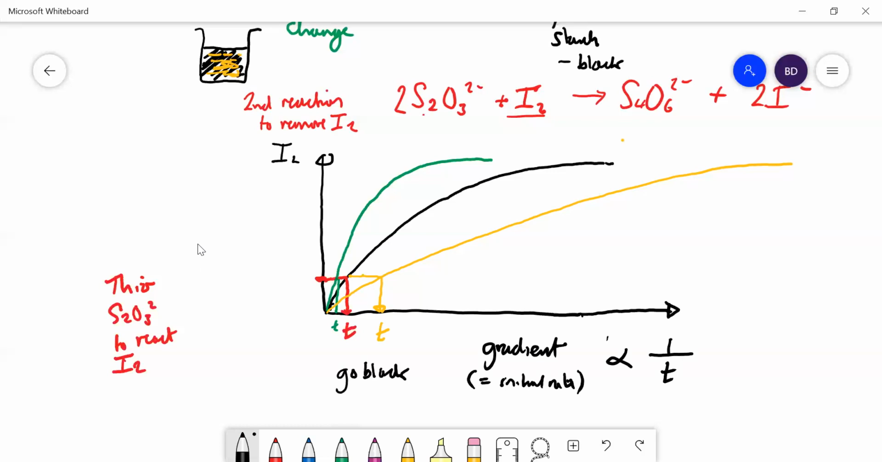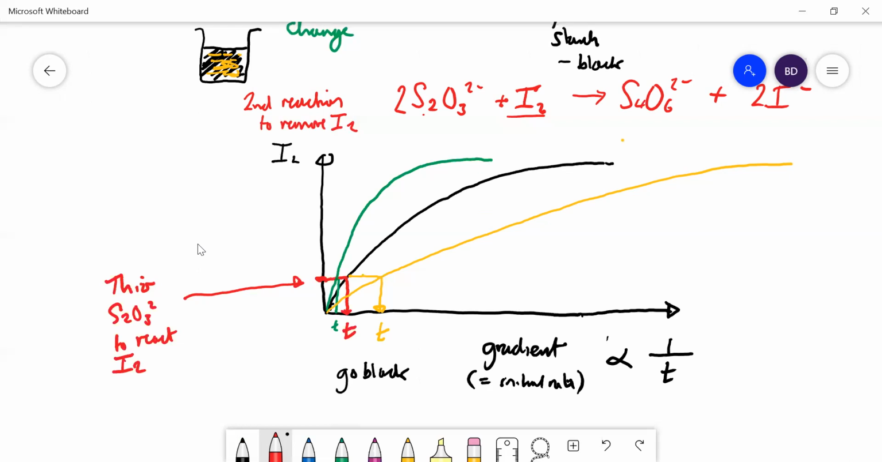So the bigger the value of t is, the less the gradient. You can see that the yellow one has got the biggest value of t, and that's definitely the least steep line. So that's how the thiosulfate works for us. It destroys the first few percent of the iodine produced, and it's the same amount of thio for each experiment.